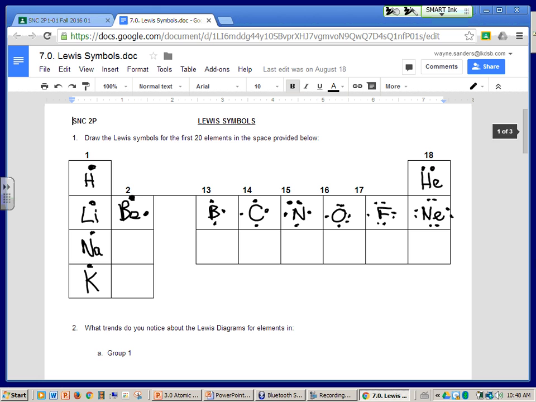In terms of these answers down here at the bottom, what trends do you notice about the Lewis diagrams for group 1? It's the number of dots. Group 1 has all 1 dot. Group 2 gets 2 dots. Group 3 gets 3 dots. You can write that in if you'd like. I'm going to stop my video there, and you can keep working on those two, the Bohr diagram sheet and the Lewis diagram sheet. Let me just finish my video, and then I'll be there in a second.